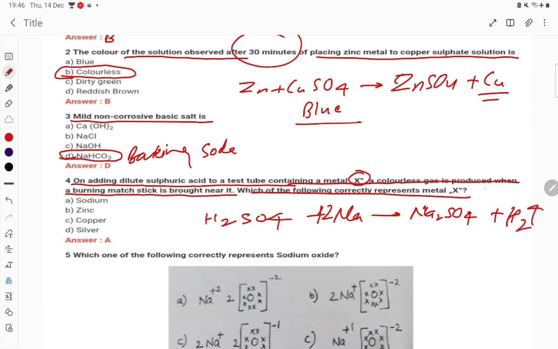So a colorless gas is produced when a burning matchstick is brought near. Which of the following correctly represents X? It can be what, student? Sodium metal, it can be there. Copper, it cannot be. Silver, it cannot be. Zinc also can be an option, but most correctly it will give the maximum hydrogen gas with sodium metal, student.